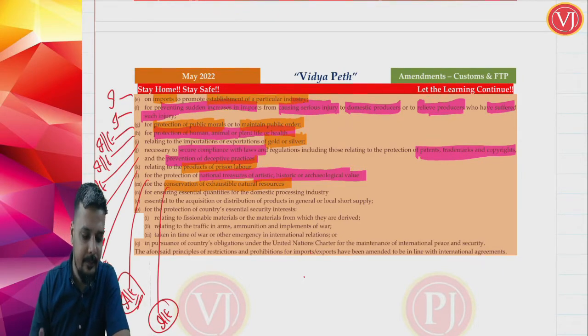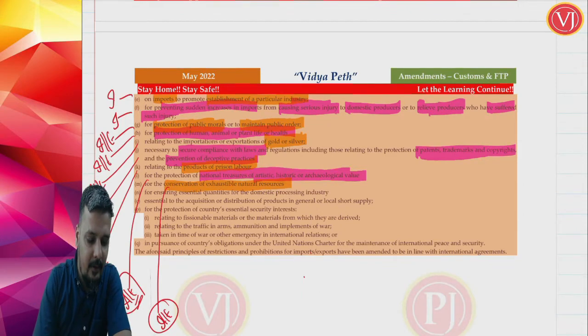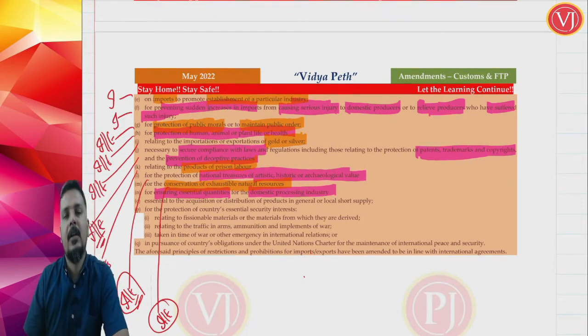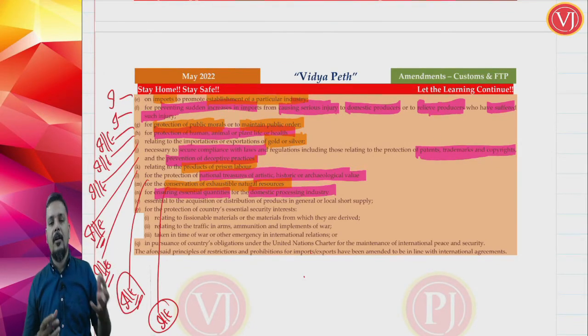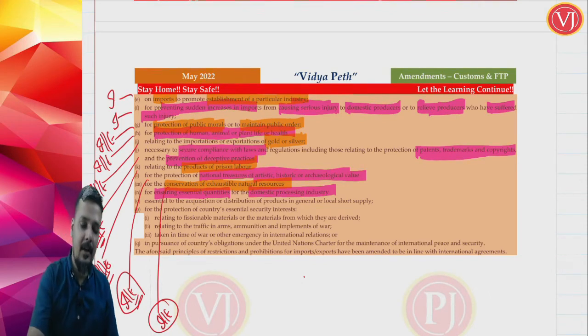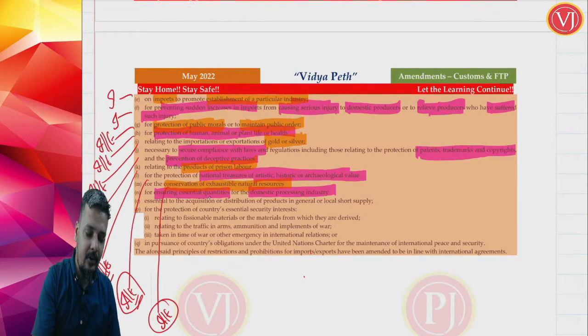Next point is talking about a prohibition or restriction for ensuring essential quantities for the domestic processing industry. Now, understand that the processing industry will require certain raw materials. If those raw materials are exported too much, that domestic industry will not have sufficient raw materials. For that purpose, there can be restriction or prohibition.